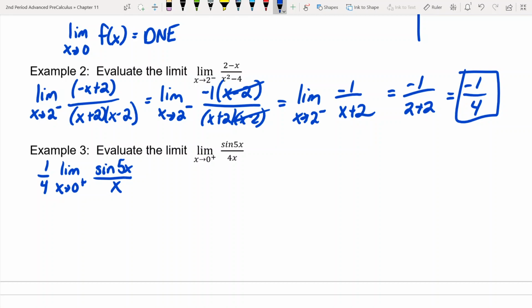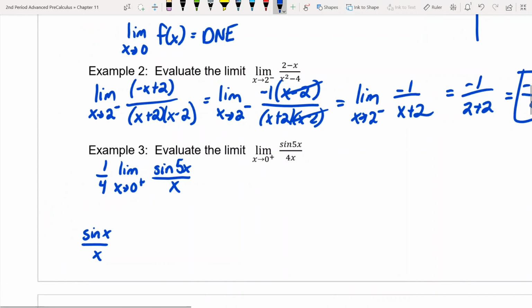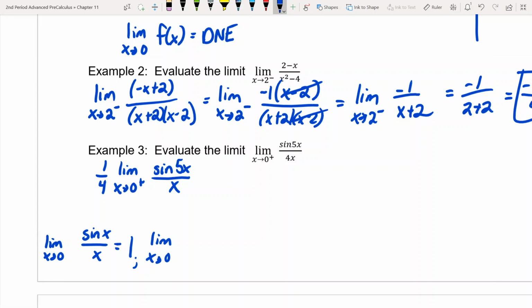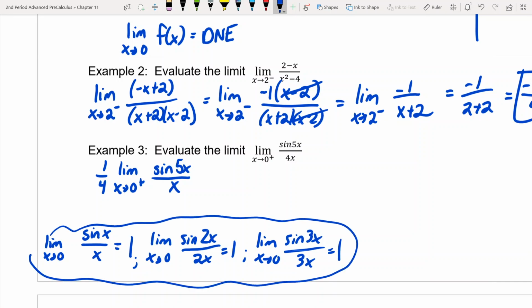And what we saw was that the sine of x over x, as we took the limit as x approached 0, this was going to equal 1. But I could have also said the limit as x approaches 0 of the sine of 2x over 2x equals 1. Or the limit as x approaches 0 of the sine of 3x over 3x is going to equal 1. That's the idea that we've got right here.